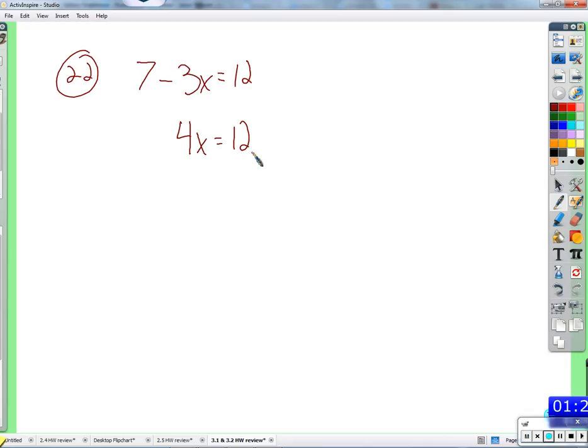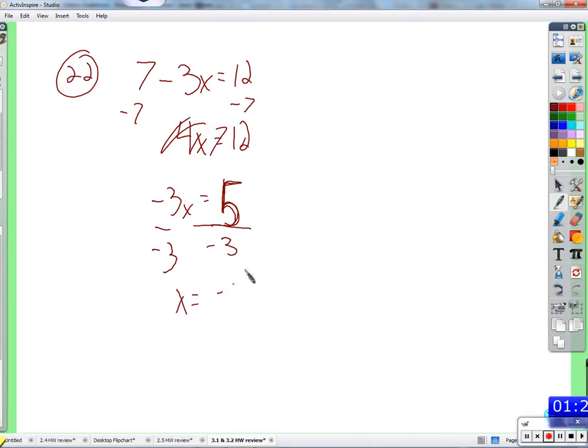That's wrong. We can't do that. What would we do instead? Subtract 7? Yeah. Negative 3x equals 5. And then do what? Divide by negative 3. X equals negative 5/3.